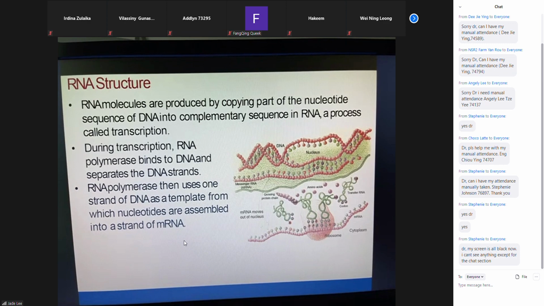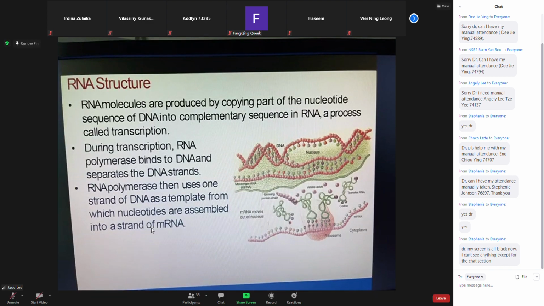So mRNA is produced in our nucleus and it will migrate or diffuse out from the nuclear pore to the cytoplasm, whereby translation will take place later. So translation occurs in the cytoplasm. Does it make sense? Can you understand this?